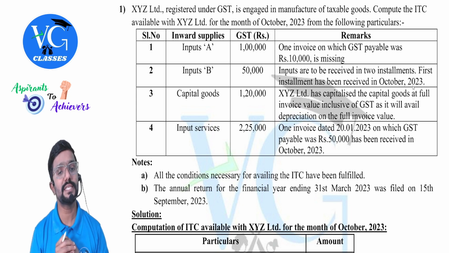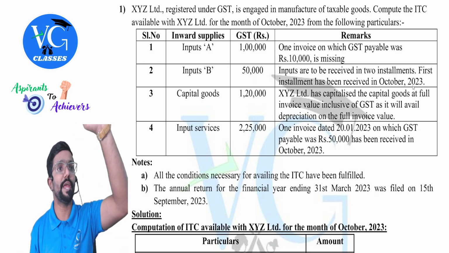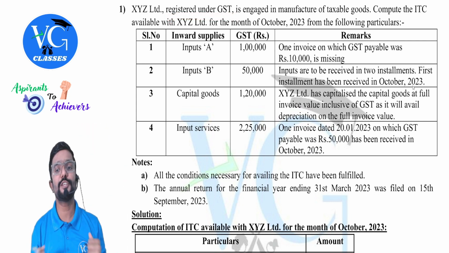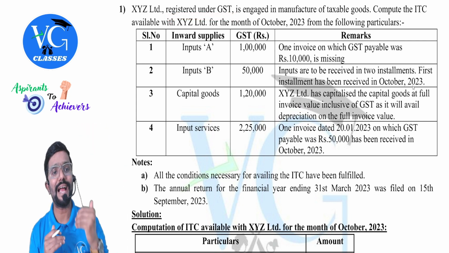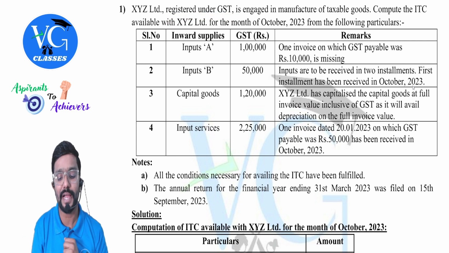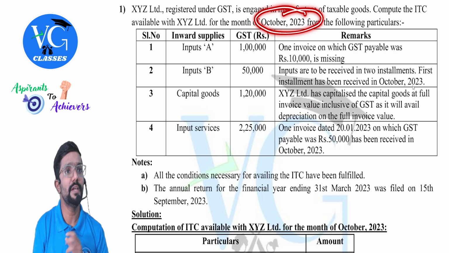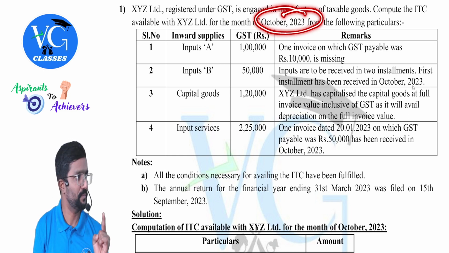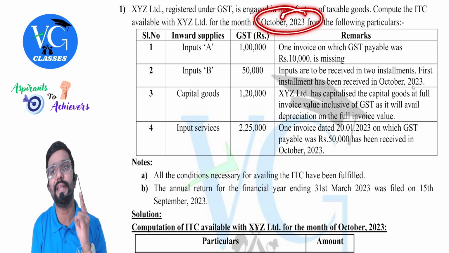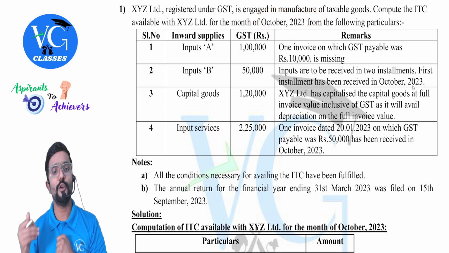XYZ Limited, registered under GST, is engaged in the manufacture of taxable goods. Compute the ITC available with XYZ Limited for the month of October 2023. Guys, whenever they ask you to calculate credit, please be careful with the period also. They're asking you to calculate the ITC for which month? October 2023, from the following particulars.